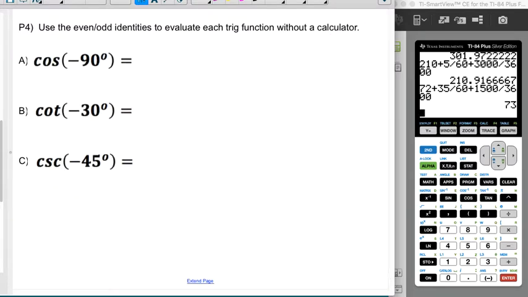All right. Okay, so same thing here. Cosine is an even function. Remember, cosine and secant are the only two even functions. So this will be cosine of regular 90 degrees.